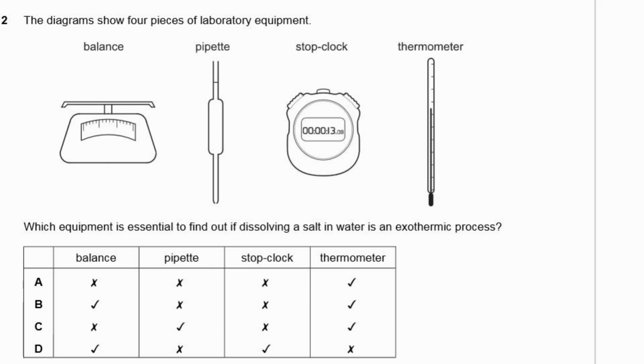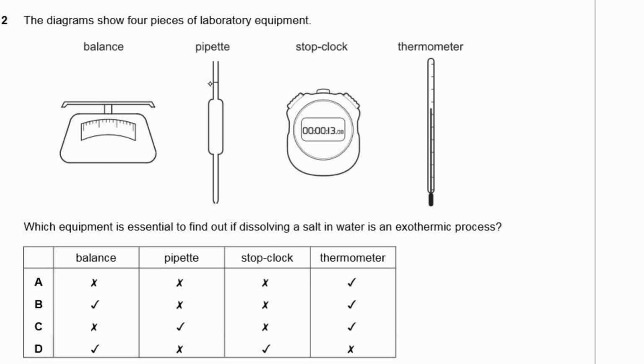Question 2. The diagram shows 4 pieces of laboratory equipment. We have a balance and a pipette and a stop clock and a thermometer. Which equipment is essential to find out if dissolving a salt in water is an exothermic process? Okay, well, you can measure out the amount of salt, but it doesn't really matter how much. You want to know whether the temperature goes up or goes down or doesn't change. So it doesn't really matter how much you use.